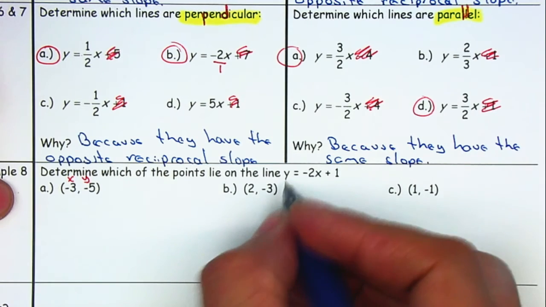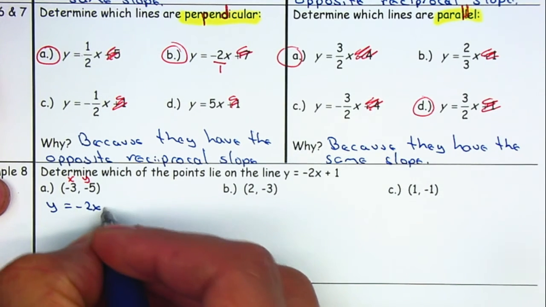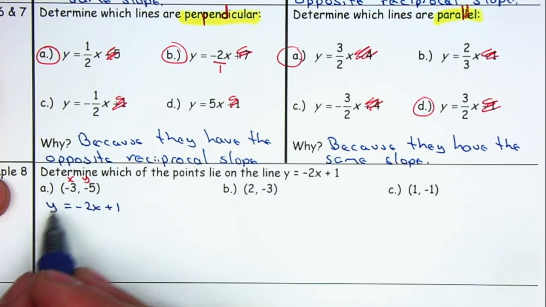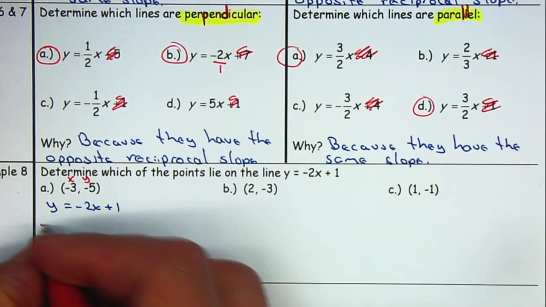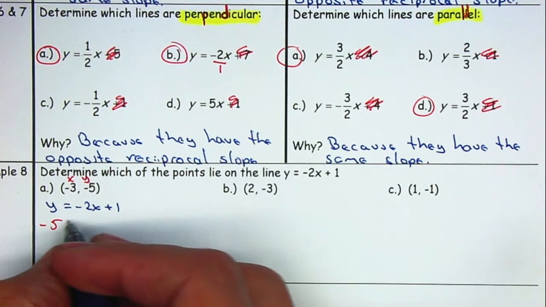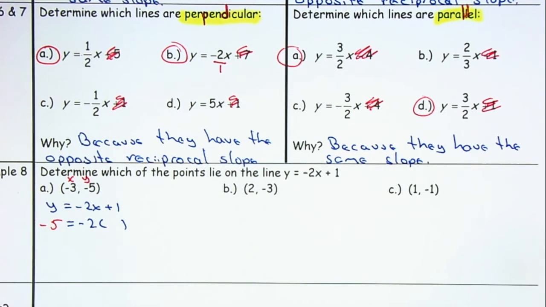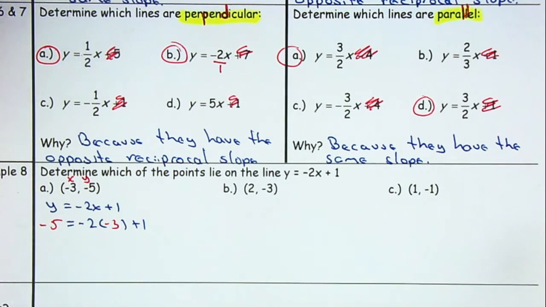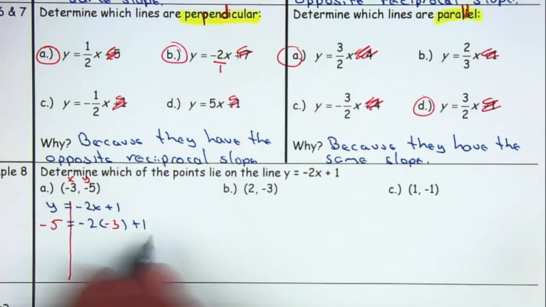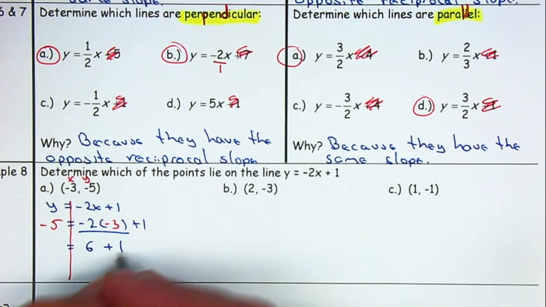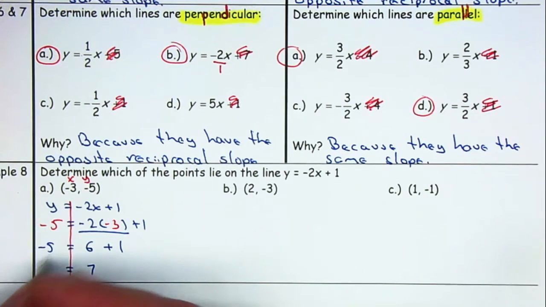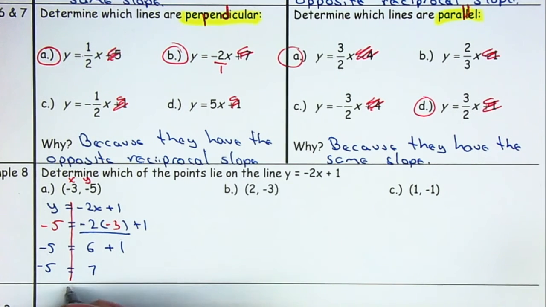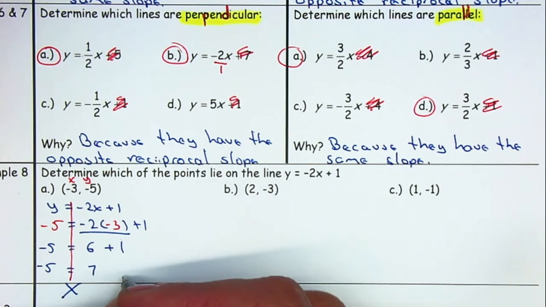So for example, we have y equals negative 2x plus 1. Instead of the y, we're going to replace a negative 5, equals negative 2. Instead of the x will be a negative 3, and let's not forget about the plus 1. Now, I'm not going to solve it. The only thing I want to do is simplify the right-hand side. That gives me 6 plus 1 is 7. Bring this down. Is that true or false? That's false. So is this point on the line? No.